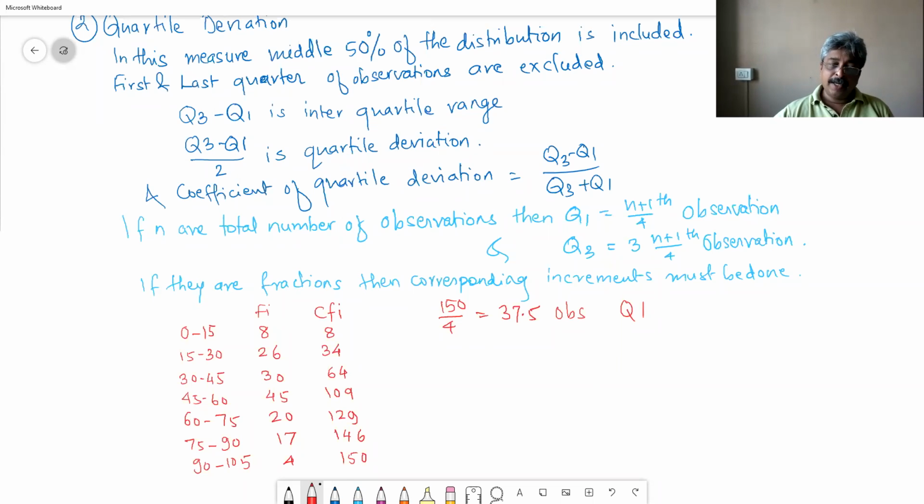Okay, and 75 observations, between 37.5 to 75 observations, is Q2. So what will be your Q3? Q3 will be 3 times 37.5, which is 112.5 observation, the first 3 quarters, and beyond this up to 150 is your 4th quarter, right?